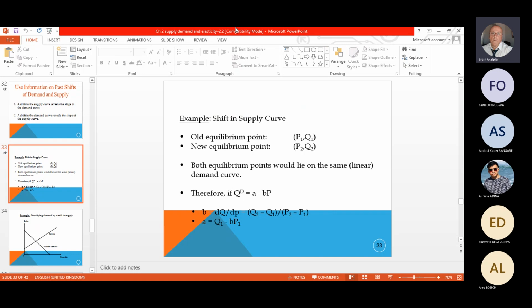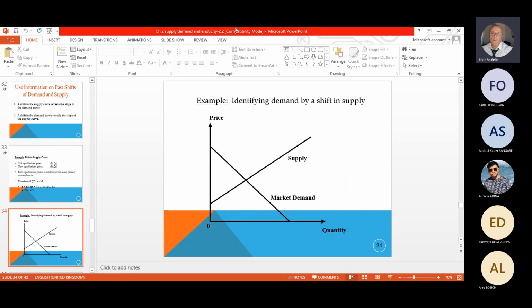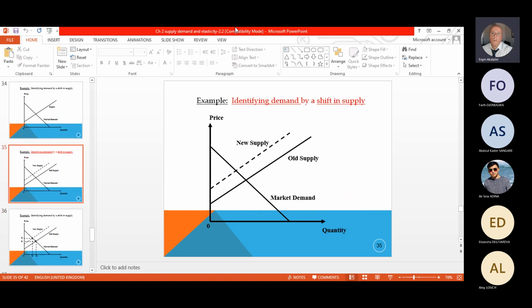Therefore, QD is A minus BP. B is the slope and is also a component of the elasticity, which is given here. You find A by moving BP to the other side of the equation. Then you will have A as Q1 minus B times P1, or E1. Then identifying demand by a shift in supply is as given.